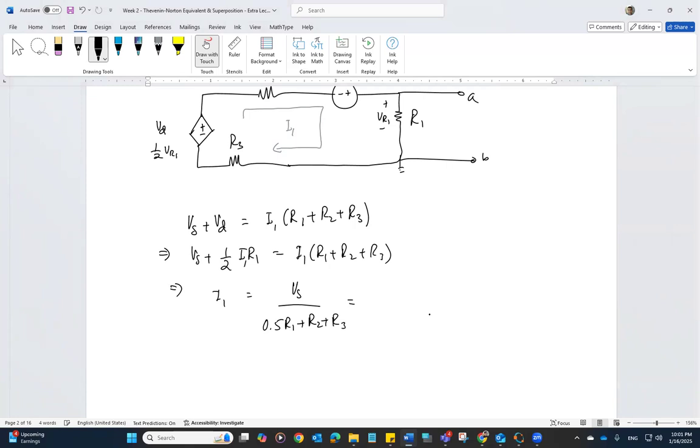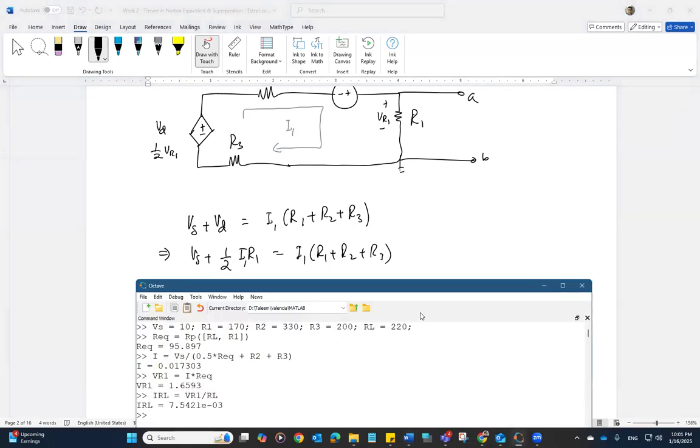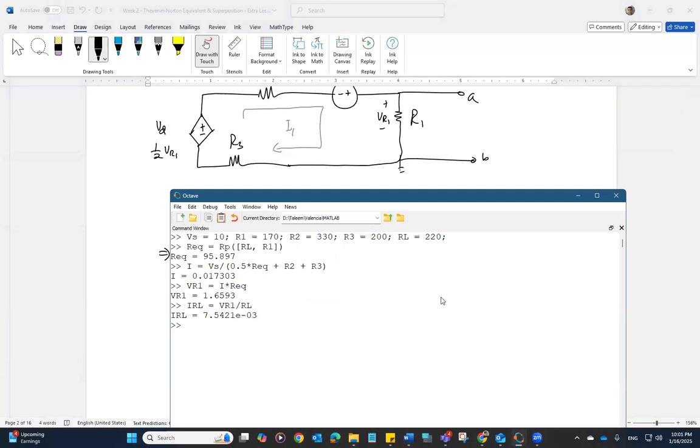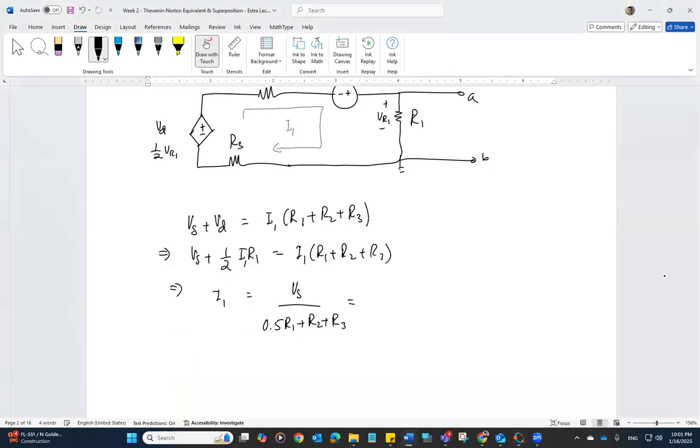So let's find this out. I1 is Vs over (0.5 times R1 plus R2 plus R3). So 0.16260, so 16.26 milliampere.